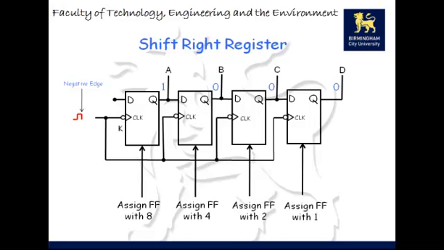This fits nicely with the binary numbering sequence, which, as you know, the bit to the extreme right is the least significant bit, bit 1. And then it goes 1, 2, 4, 8, and increases by the power of 2 every time. Right, this is a shift right register, and we'll see how it operates on the next slide.